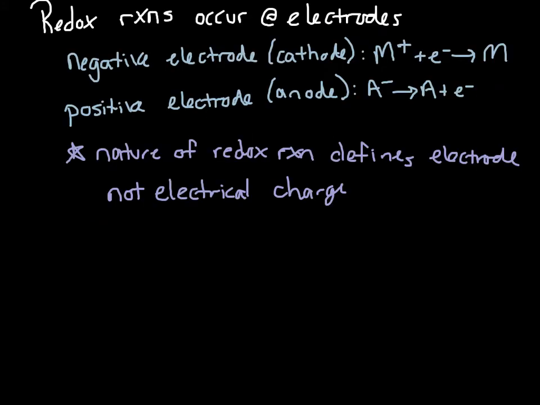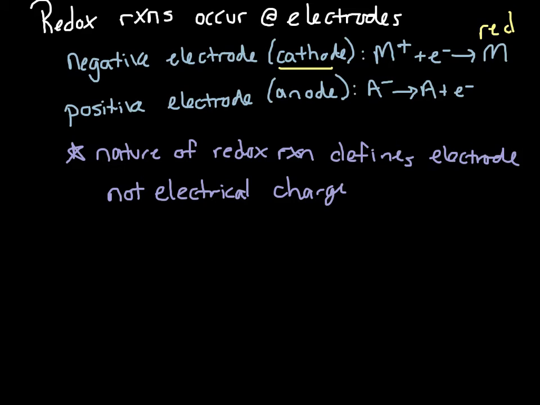All right, so redox reactions occur at the electrodes, just like in a voltaic cell. An electrolytic cell, same thing. It's just the charges that are created at either is different. So the negative electrode in an electrolytic cell is your cathode. That is where reduction occurs.